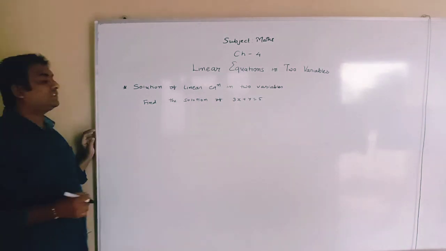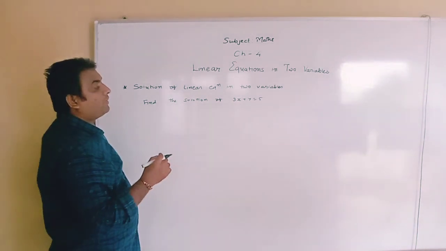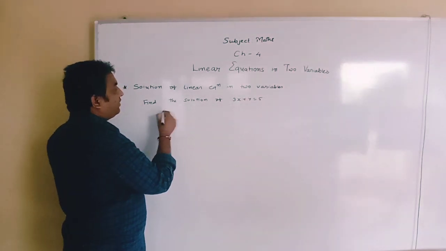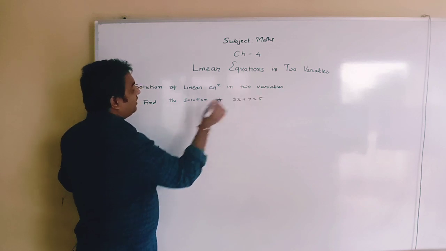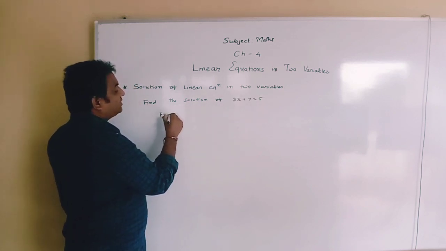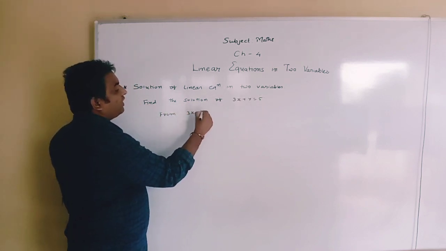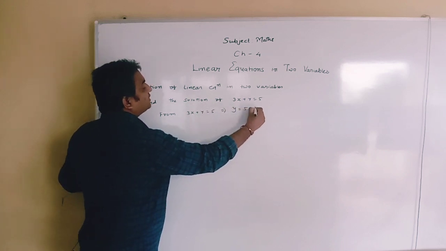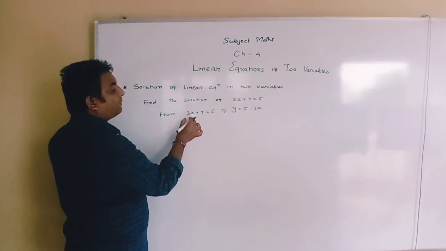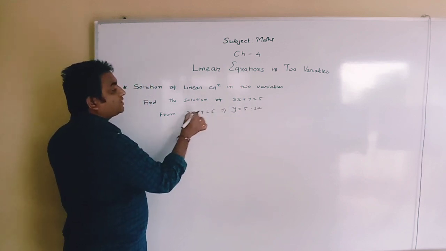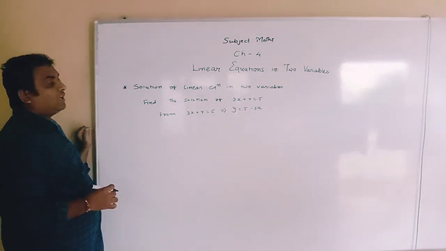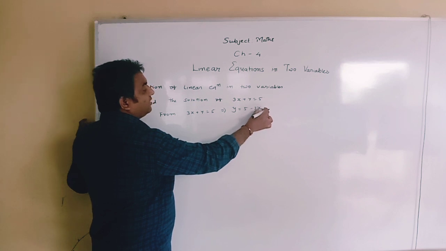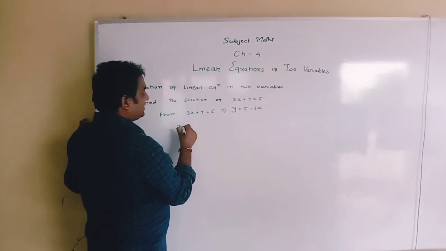To find this solution, we will make one variable depend on the other. Mostly we make y depend on x. So we take 3x to the other side. Then from 3x plus y equals 5, we can write y equals 5 minus 3x, as we take 3x from the left hand side to the right hand side, plus will convert into minus. So now y is depending on x. So x is independent and we can select the x value as our choice.